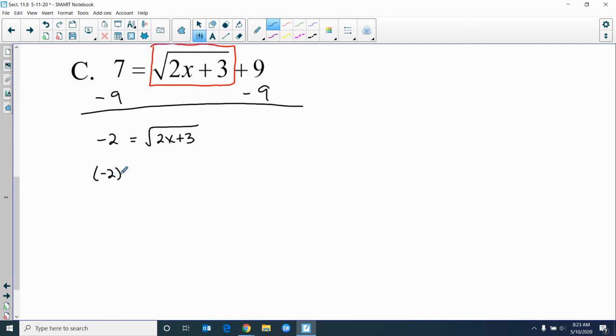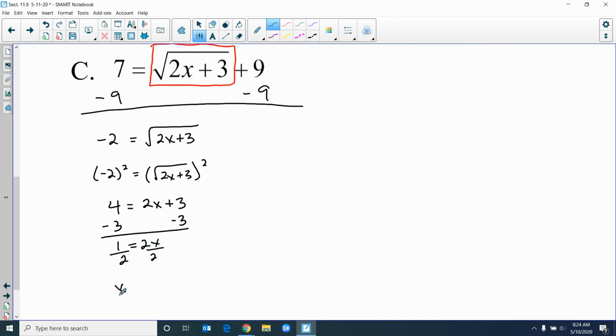Okay, now when you square both sides, that means you have to put that whole thing in parentheses, and that makes sure you have to put the negative in parentheses. Because negative 2 squared is 4 equals 2x plus 3. Subtract 3. 4 minus 3 is 1 equals 2x, and when I divide by 2, I get x equals 1/2.